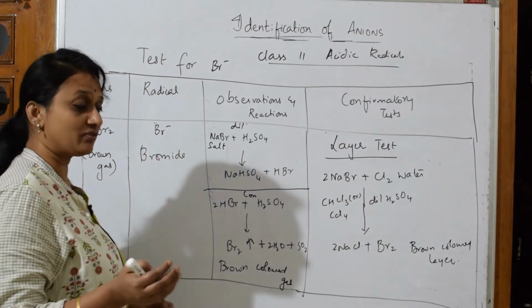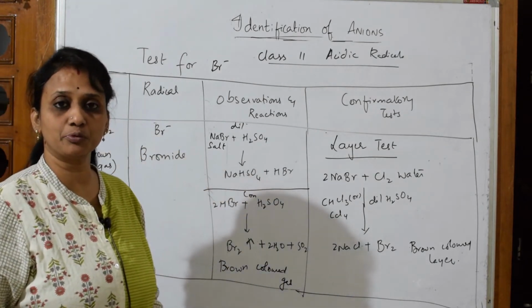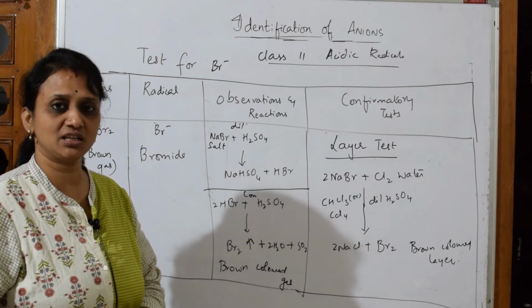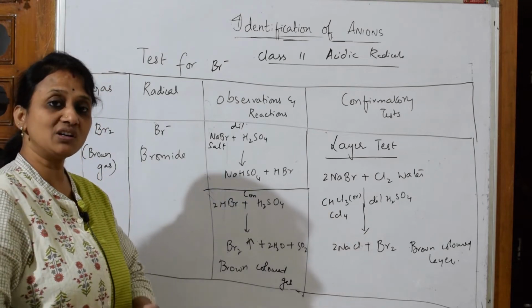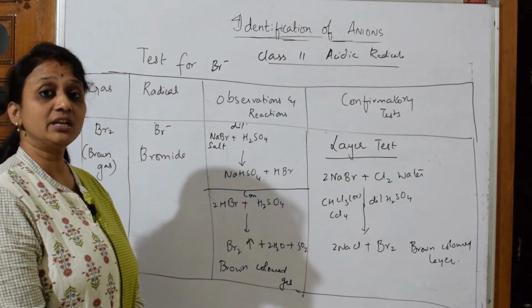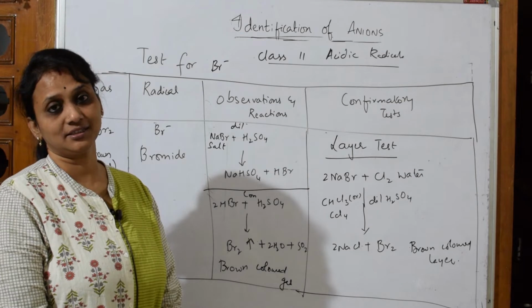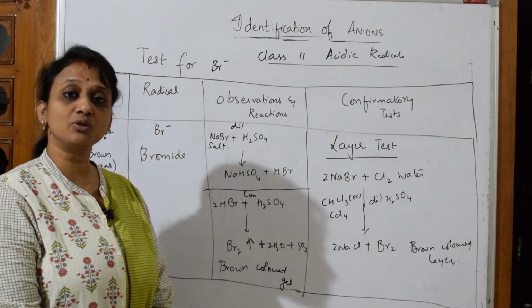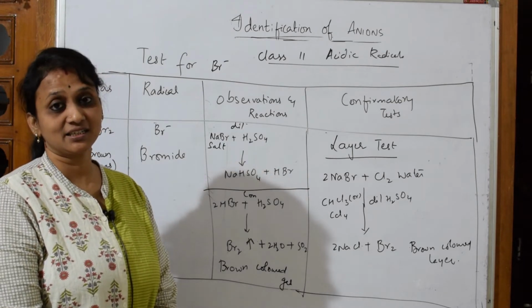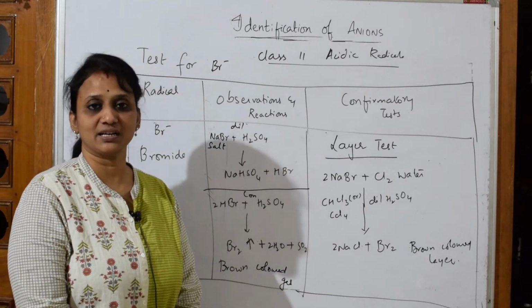Now, an important viva question. Your examiner may ask you, after you report bromide anion, what is the brown color gas which evolves when you add concentrated sulfuric acid to the salt. So don't get confused between the reddish brown vapors and this brown colored gas. This brown colored gas is because of the evolution of bromine gas.